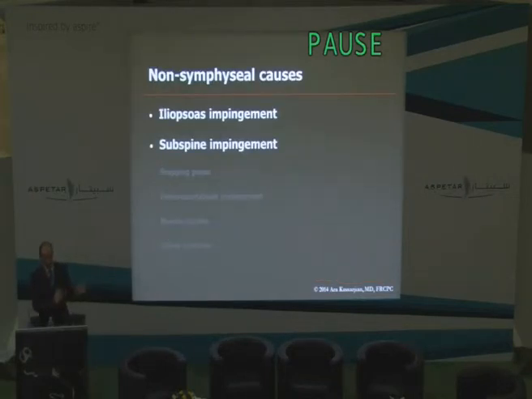So let's leave the symphysis behind a little bit, and we're going to look at perisymphyseal causes. I'm just going to talk about two of them, because I don't think either of these have been mentioned yet today or yesterday, and I think one was briefly mentioned today. We're going to talk about iliopsoas impingement and subspine impingement.